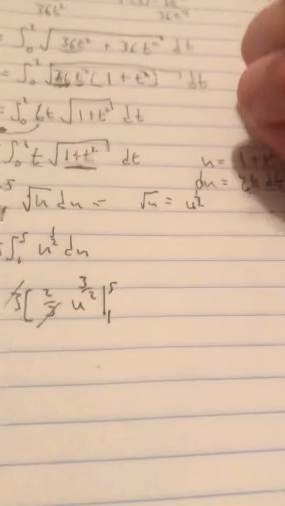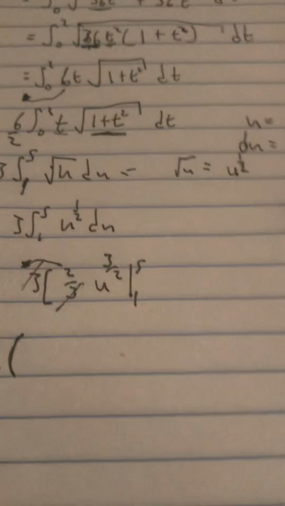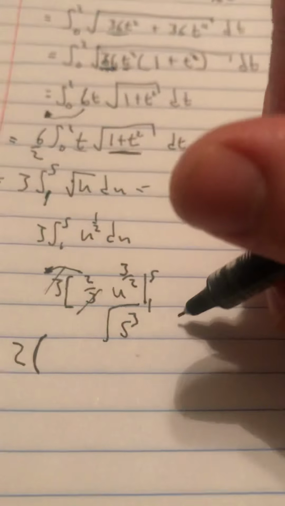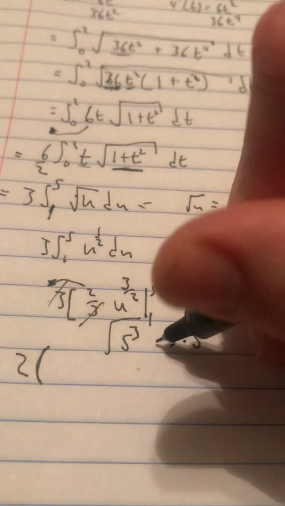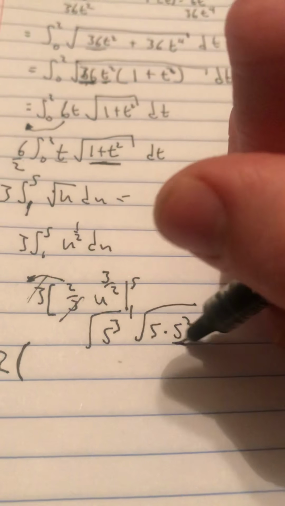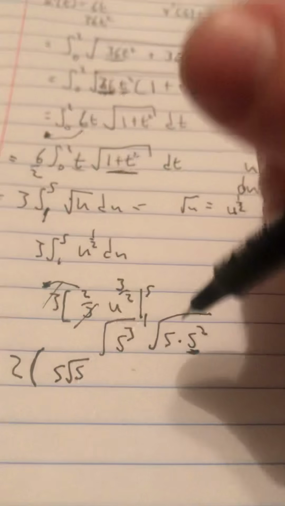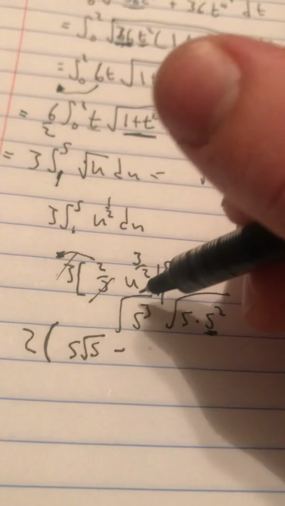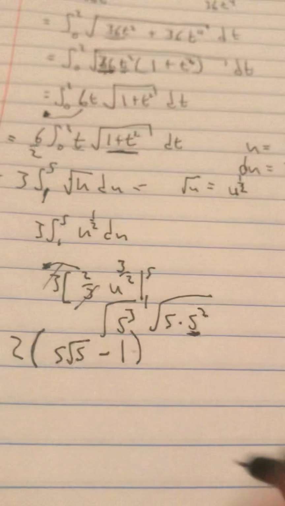So we could take this 2 out front. Doesn't matter. So we'll have 5 to the 3/2 power. So when you have a 5 cubed and you take the square root, you really have 5 times the square root of 5. So you could take this 5 out, so you have 5 times root 5, minus 1 to the 3/2, which is just 1.